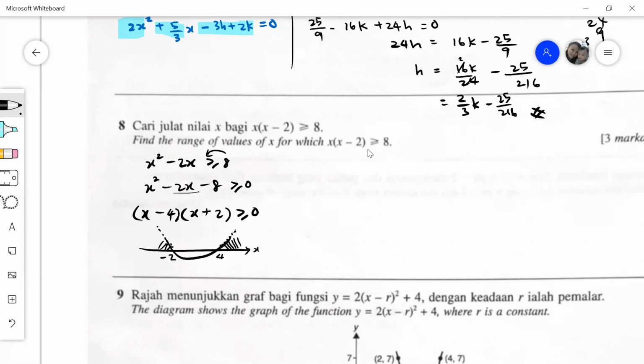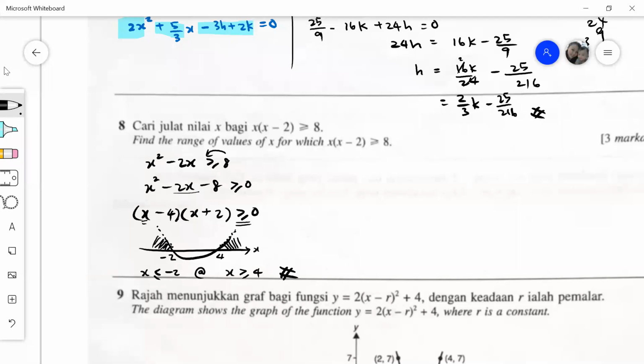So therefore, when we shade 2 parts, our answer also comes in 2 parts. That means your variable is x. So x will be less than or equal to negative 2, oh, equal, so must include equal also, or x greater than or equal to 4. That's the answer. Okay?